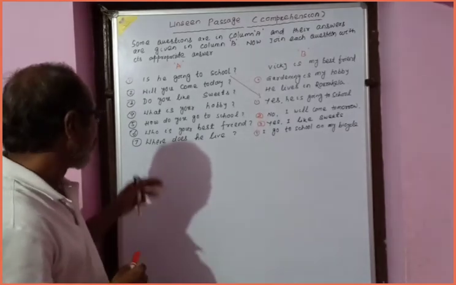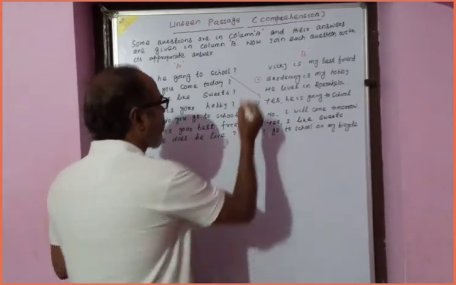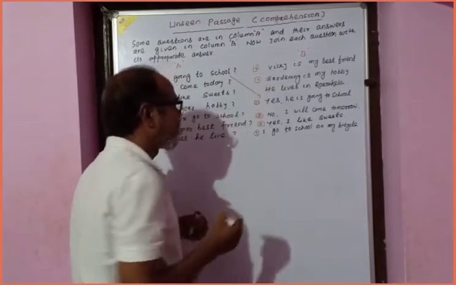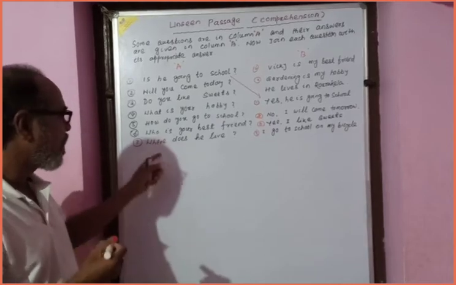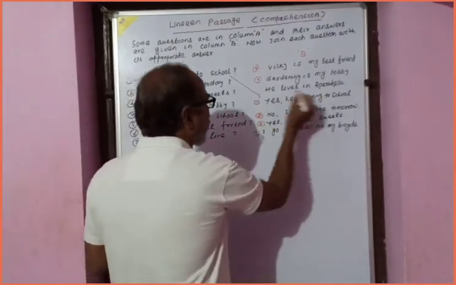Here, who is your best friend? Vicky is my best friend. Okay. Where does he live? He lives in Rourkela.